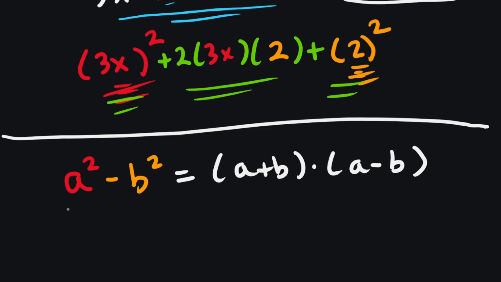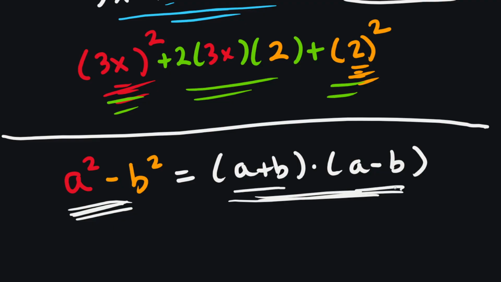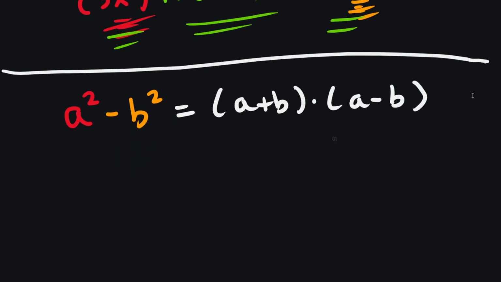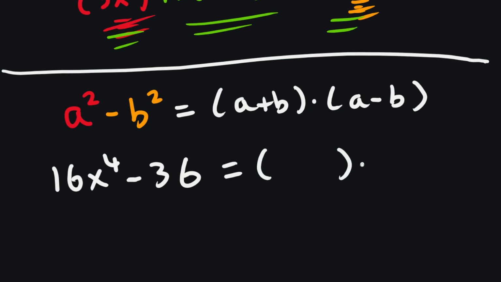So to factor a difference of squares, first we have to identify, is it in the difference of squares form, a squared minus b squared? And if it is, then we can write it in this factored form. We know how to factor it already, because a squared minus b squared is simply a plus b times a minus b. Okay, excellent. So let's scroll down a little bit, and let's go through an example together. Let's say we had 16x to the fourth minus 36, and we wanted to factor this into two binomials.